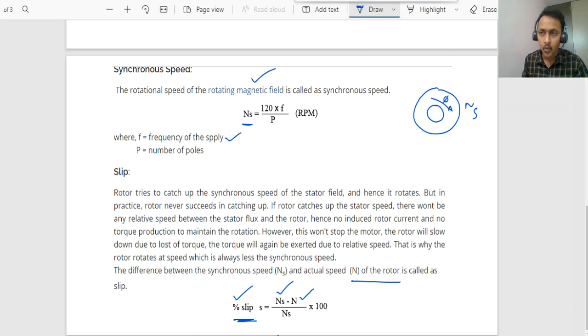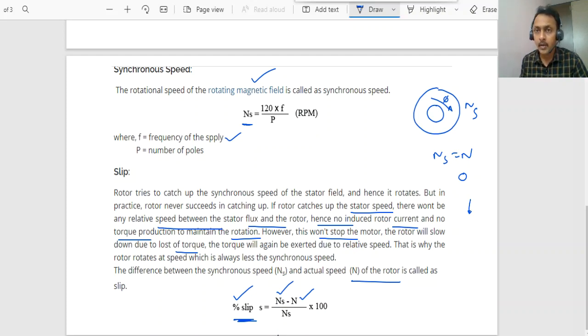If both become equal, of course here it is not possible. If ns is equal to n, then what happens? Slip becomes 0. If the rotor catches up with the stator speed, there won't be any relative speed between the stator flux and the rotor, hence no induced current. If there is no induced current, no torque will be produced to maintain the rotation. However, this is not going to stop the motor. The rotor will slow down due to the loss of torque. When it has slowed down a little, again a relative speed is established.